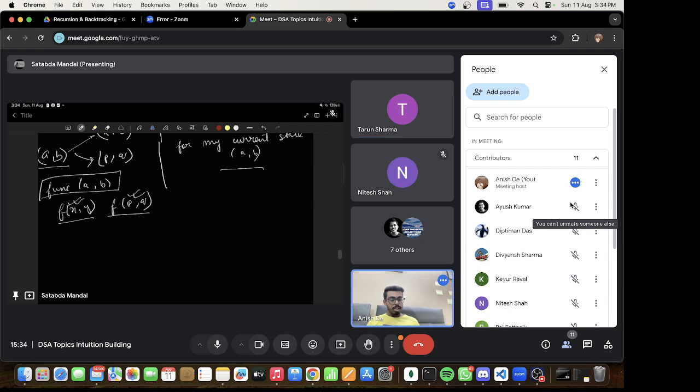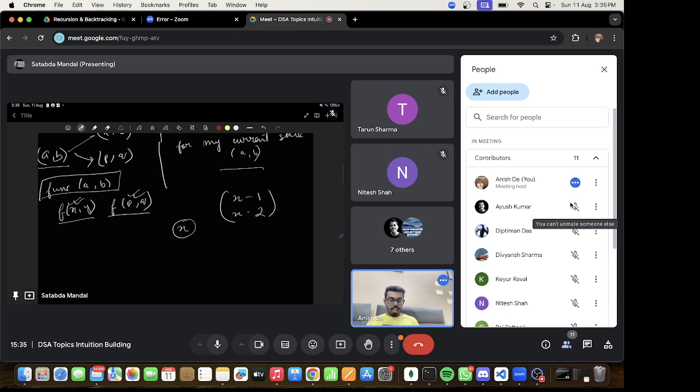Basically you have to think like this: with the answer of which states do I get to calculate the answer of my current state. Simple thing. Let's take the Fibonacci example. Simple thing, I will think in this way, that if I have the answer for x minus 1 and if I have the answer for x minus 2, I will be able to calculate the answer for x.